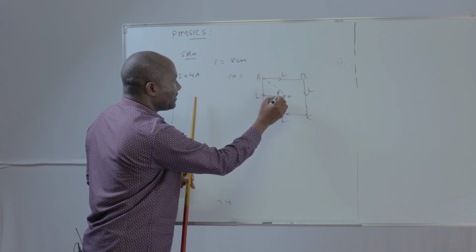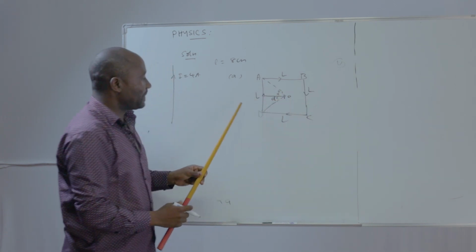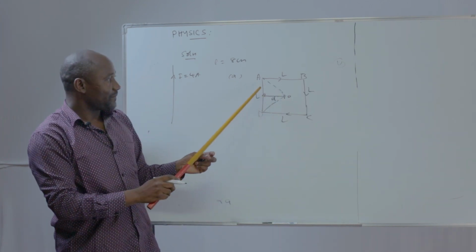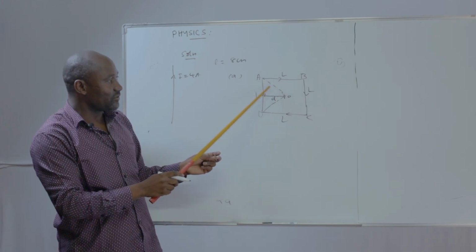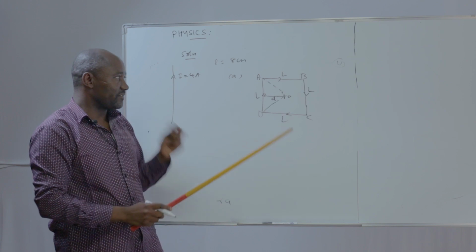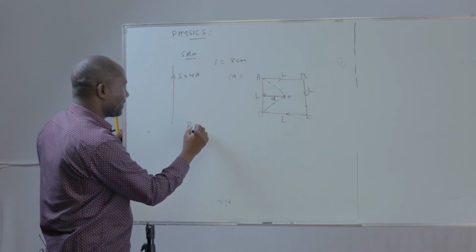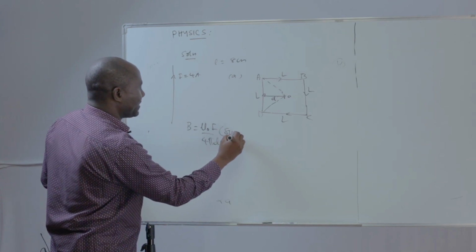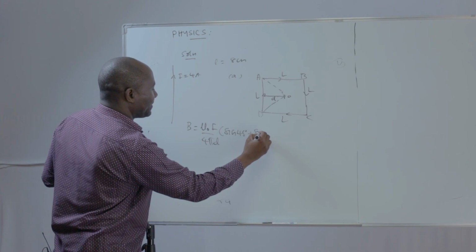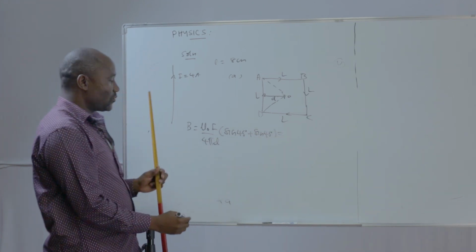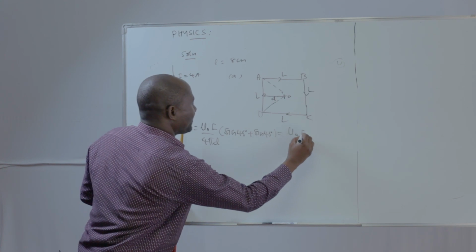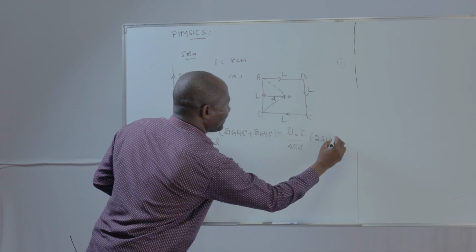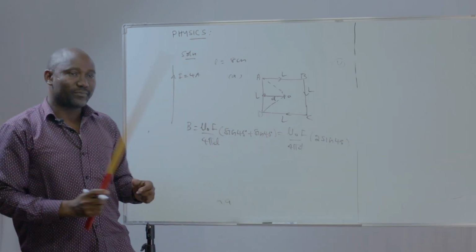These angles are known. Since this is 90, and this line is dividing this into halves, this is 45. Also, this should be 45. So applying the formula, B equals mu I over 4 pi d times sine of 45 plus sine of 45, which equals mu I over 4 pi d times 2 sine of 45. That's step number 1.